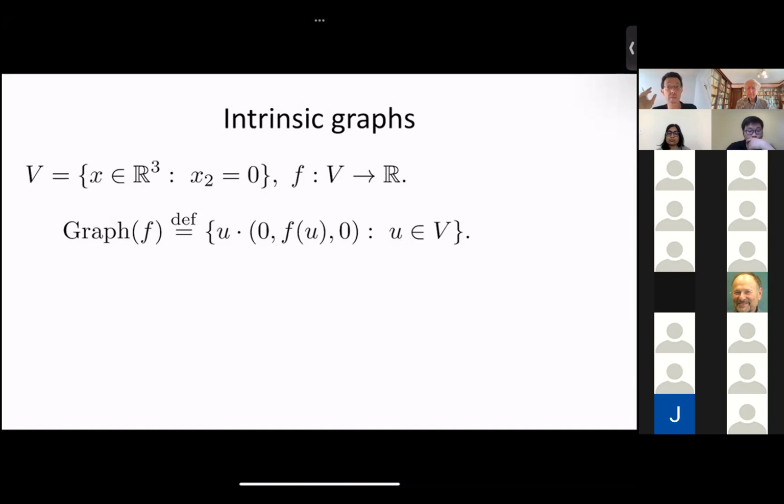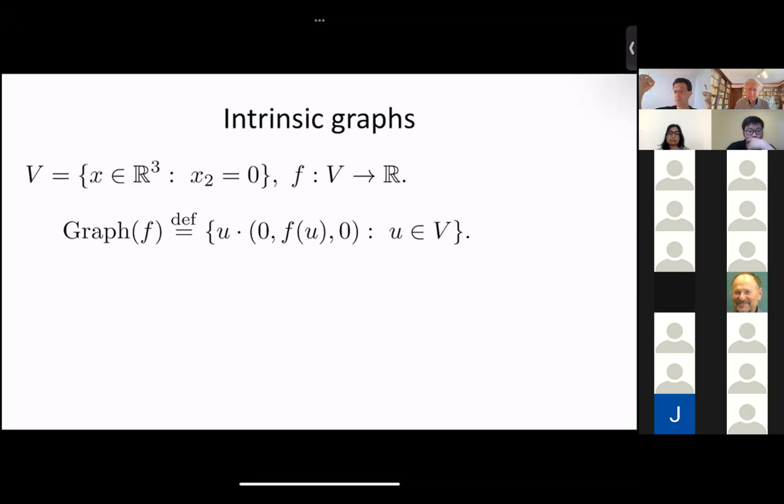If I would ask you, Arthur, what is a graph of a function? In the usual commutative world, you would say, take a point u on your wall, look at its value f of u, and just look at u plus 0, f of u, 0. That would be the graph of the function, right? The point above u, you just go in the remaining direction, which is the y direction.